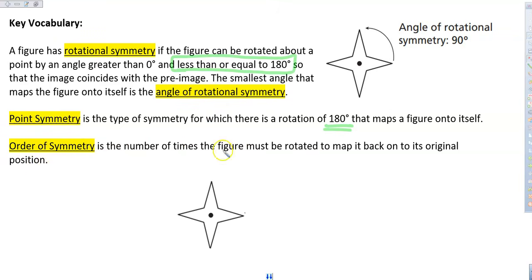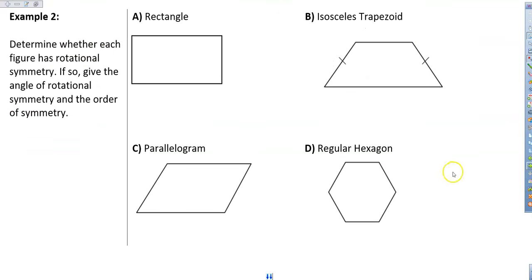To find the angle of rotation, we do 360 divided by the order, because 360 is a full circle, and the order of symmetry is the number of times it takes us to get back around. So let's take a look at how that works.